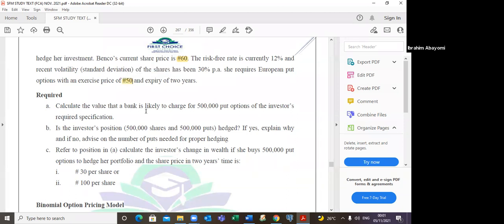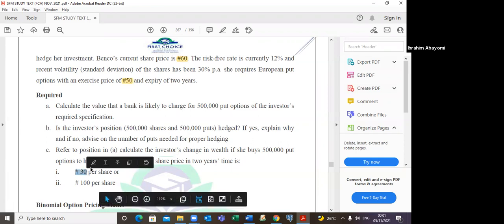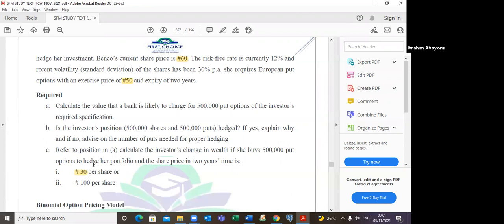Now, look at it. If in 2 years' time, the share price has fallen to 30 naira, will she exercise her right or not? Answer that question. Nobody can answer it.